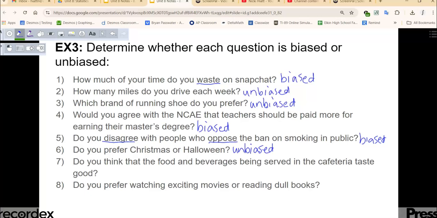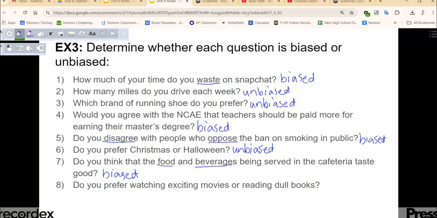For 7, it says, do you think that the food and beverages being served in the cafeteria tastes good? This is almost an okay question. The problem with this question is right here, food and beverages. You're asking 2 different things. This should be 2 different questions. So this would be a biased question. What you should do here is split that up into 2 questions. Do you think that the food tastes good? Do you think that the beverages taste good? Ask those 2 things separately, because somebody might really dislike the food, but be perfectly okay with the beverages that are available there.